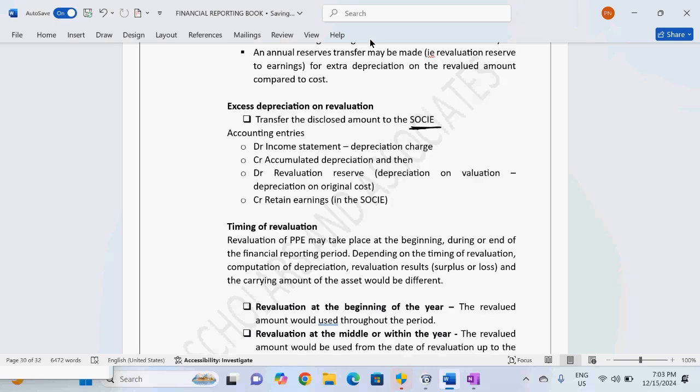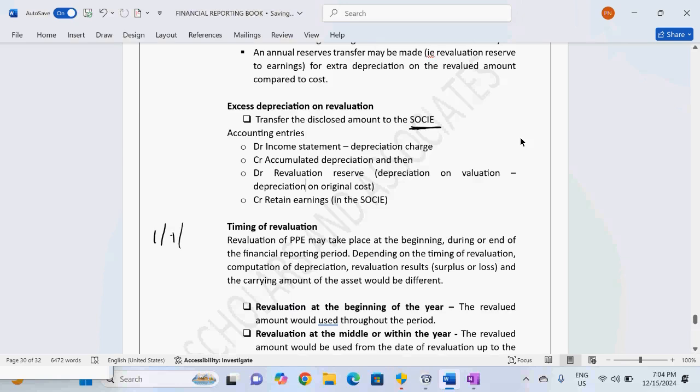Let us look at the timing of revaluation. Revaluation of PPE may take place at the beginning, during, or end of the financial period. So I think the first question that we solved was revaluation at the beginning, where the revaluation was on 1st January 2014. So we can have revaluation at the beginning, in the middle, and at the end.